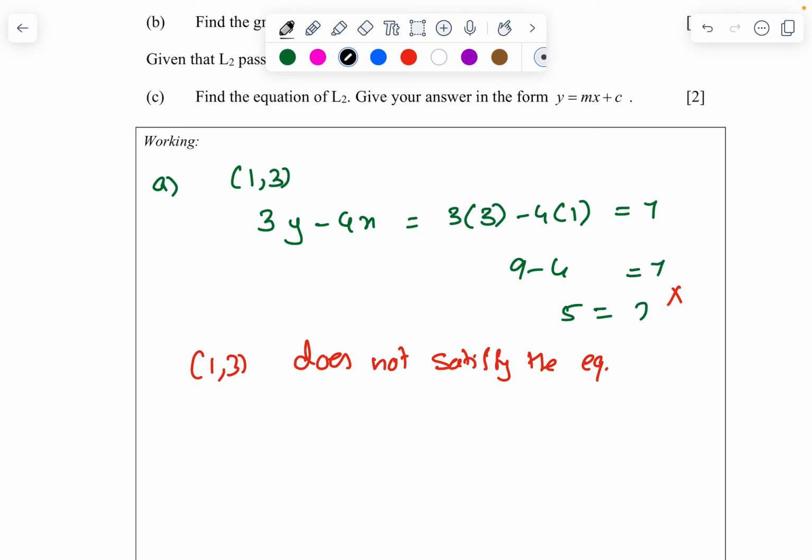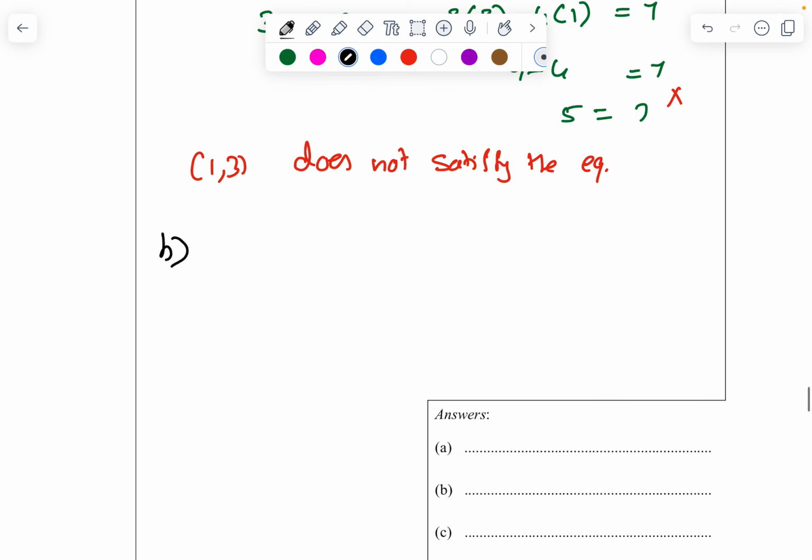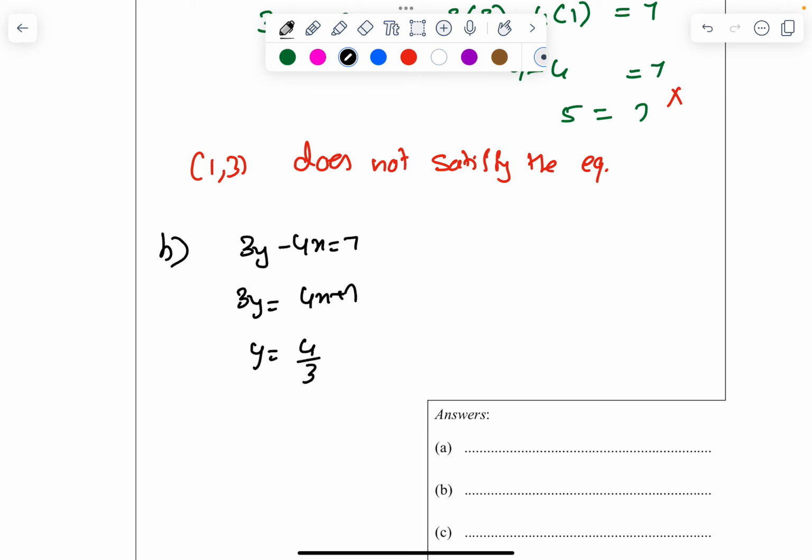Next, what else is being asked in part B? Find the gradient of L2. L2 is perpendicular to L1. So first of all, 3y minus 4x equals 7. So 3y equals 4x plus 7. Y equals 4 upon 3 x plus 7 upon 3. So the gradient of L1 equals 4 upon 3. So the gradient of L2 will be minus 3 upon 4.